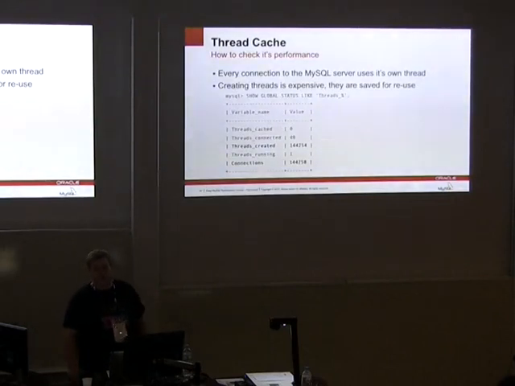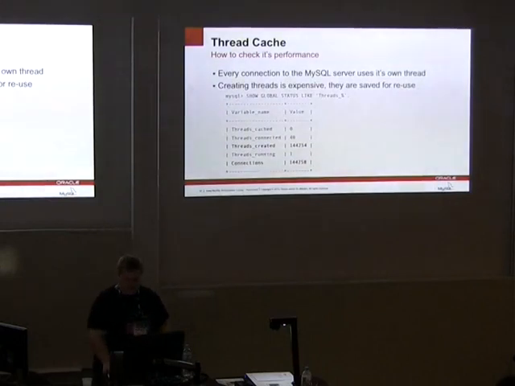This server doesn't get many connections, so it's not a problem, but if every time you hit your website it opens a new connection and you're getting 100,000 requests a second, that definitely starts to become a problem. So the thread cache is one that we can set.